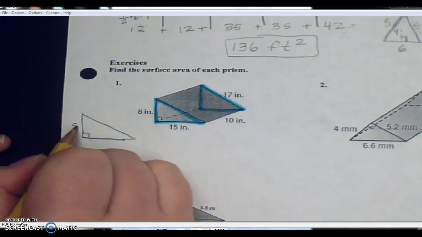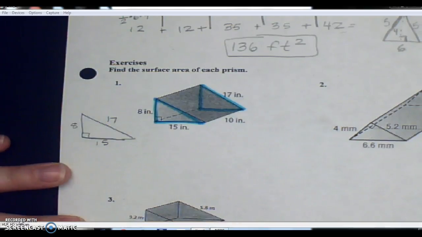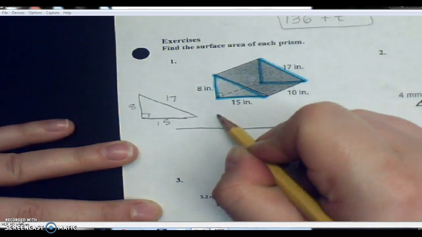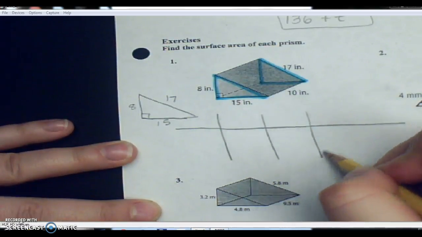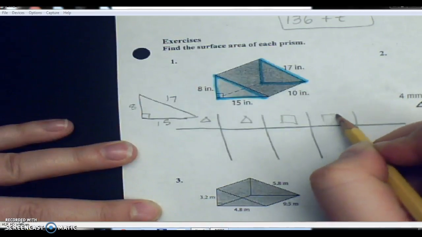There's my right angle. So I have 8, 15, and then that hypotenuse, the long side, is 17. And now I'm going to draw my chart with my 5 columns. I have a triangle and 3 rectangles.